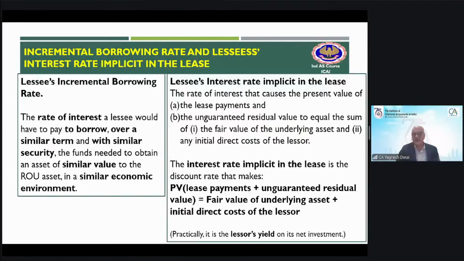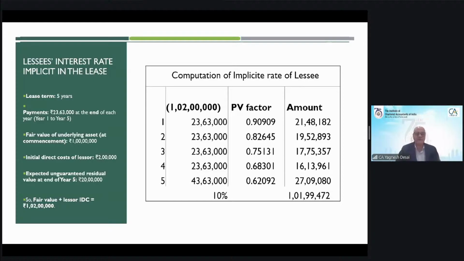In that case, we do the calculation using the internal rate of return, IRR. The interest rate implicit in the lease is the discount rate at which, to put it differently, the present value of the lease payments and the unguaranteed residual value, this part, equals the fair value of the underlying asset plus the initial direct cost to the lessor, this part. Practically, it is the lessor's yield on the net investment, from the perspective of the industry. Let's take this example.